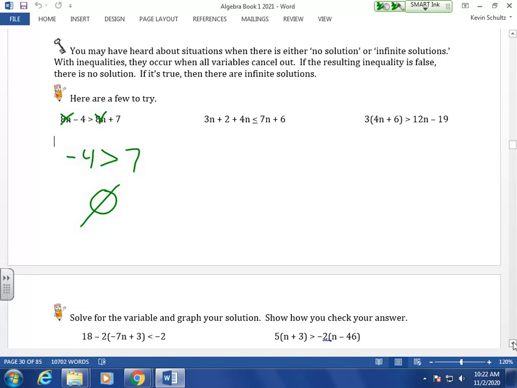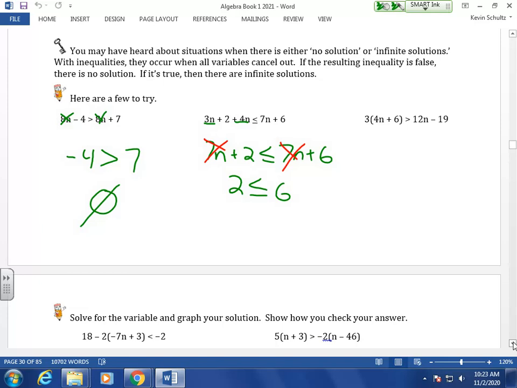Let's see, the next one here. 3n plus 2 plus 4n is less than or equal to 7n plus 6. My left side can be simplified. I've got 3n's, and I'm adding 4n's. Total, that gives me 7n's, right? 3 plus 4. 7n plus 2 is less than or equal to 7n plus 6. My 7n's will cancel out because I've got the same number on both sides. And I'm left with 2 is less than or equal to 6.